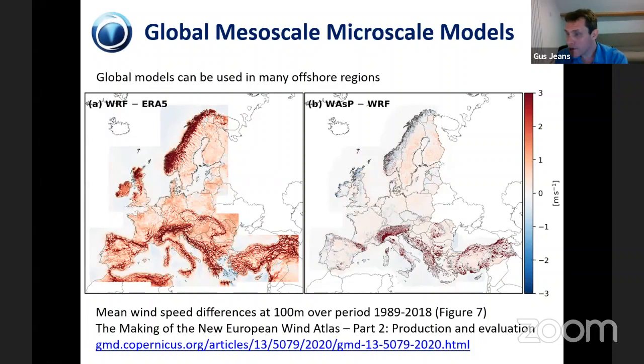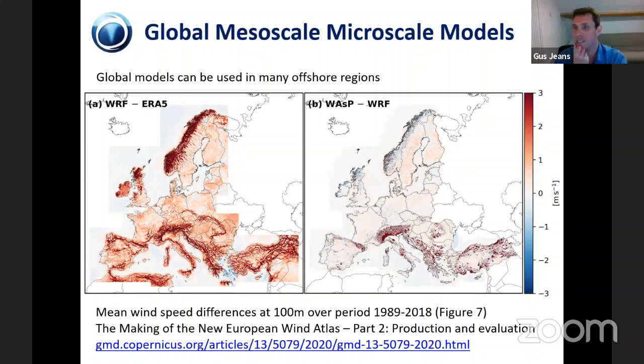And the key point there is looking at the difference. You can see over the mountainous regions there is a notable difference in the mean wind speed. But in fact, in the offshore region, or most of the offshore region, particularly if you go a little distance from the coast, which you can hardly make out at this scale, there's very, very little difference. So this is part of the evidence that you can often get a good estimate of your wind conditions in the offshore region using a global model.